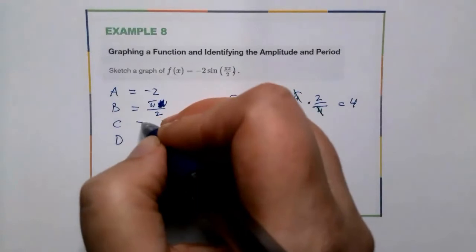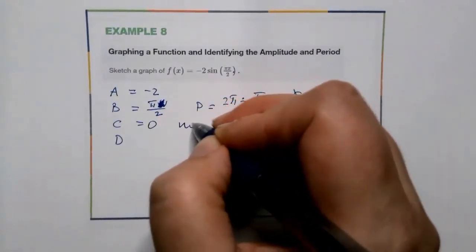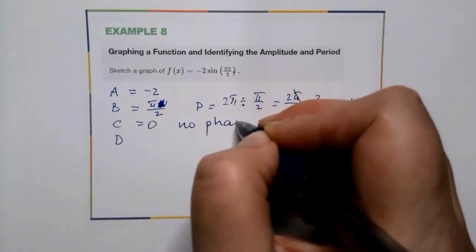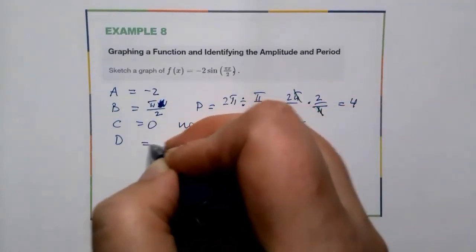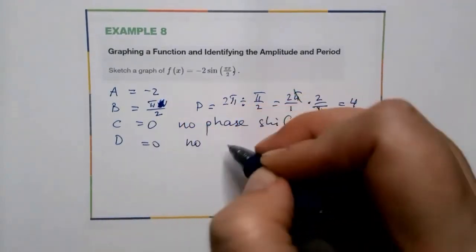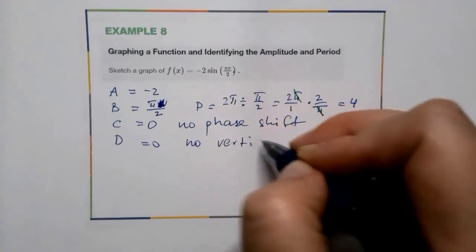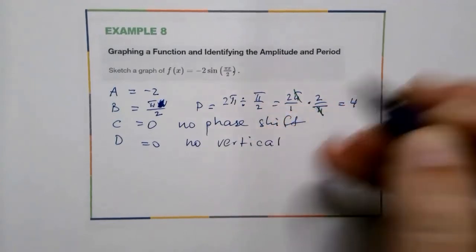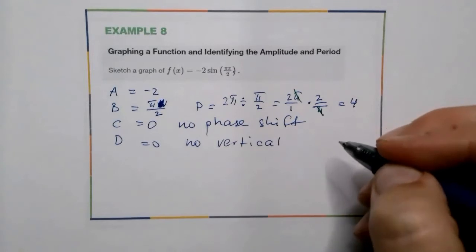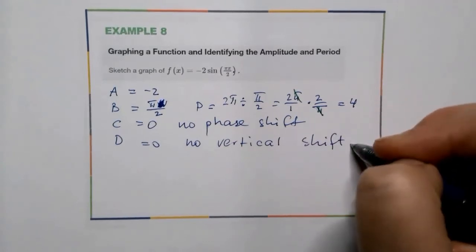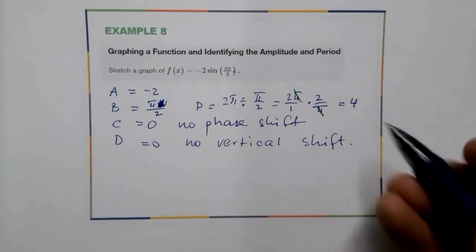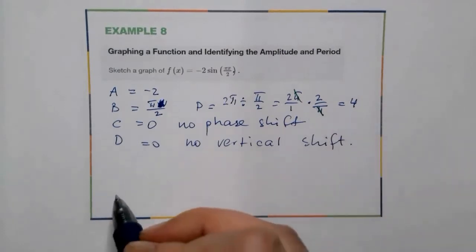Okay, C is 0, so no phase shift. And D is 0, that means no vertical shift. Okay, so I think we're ready to graph it.